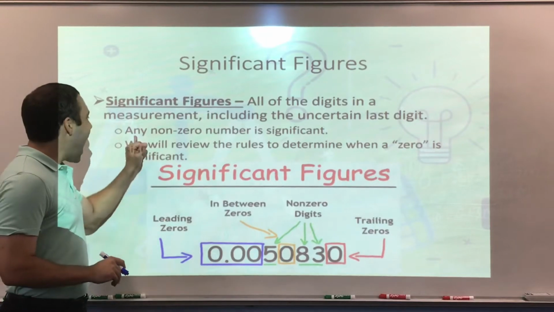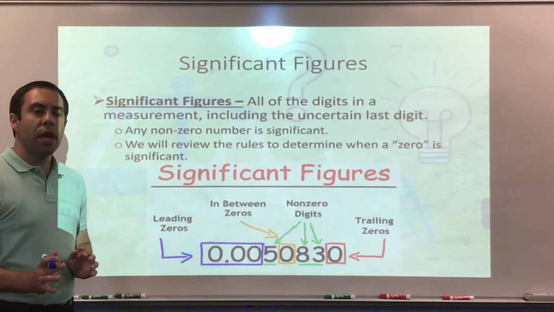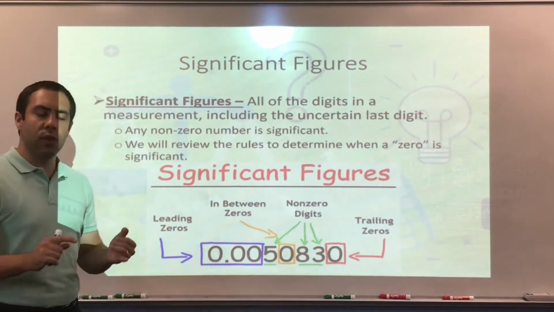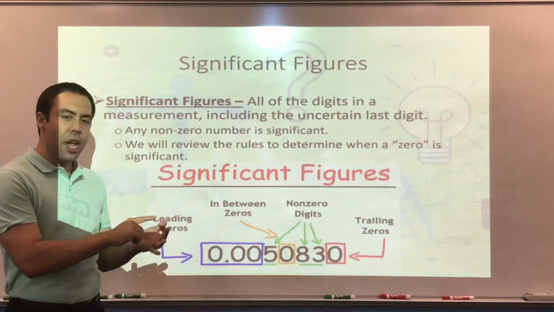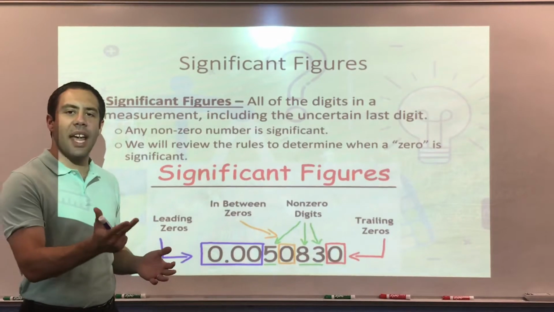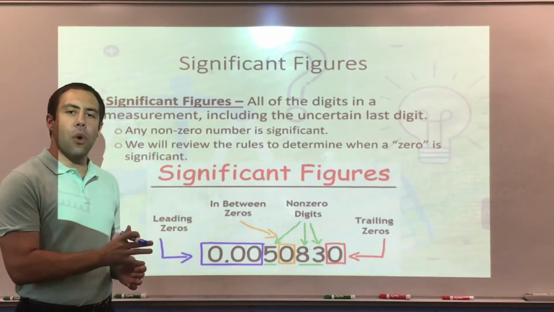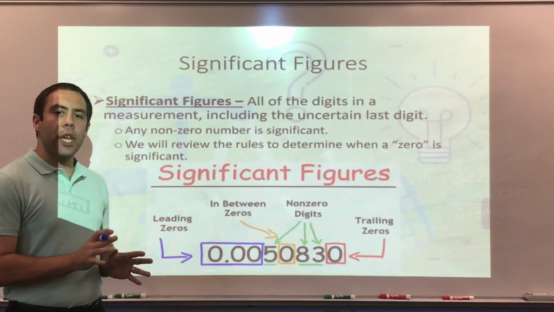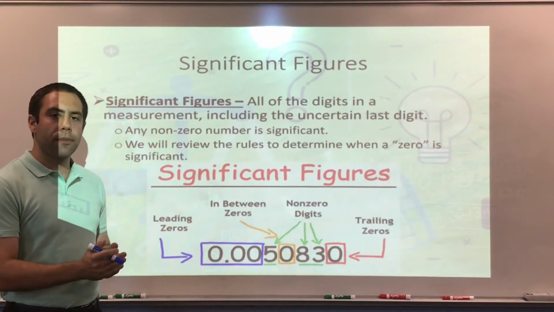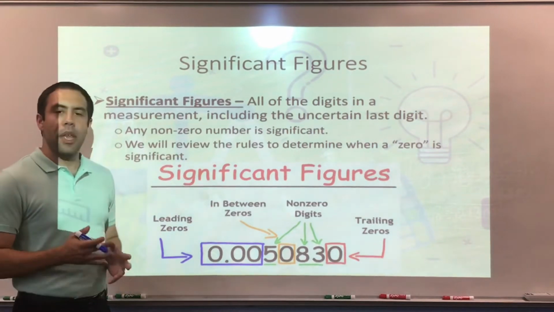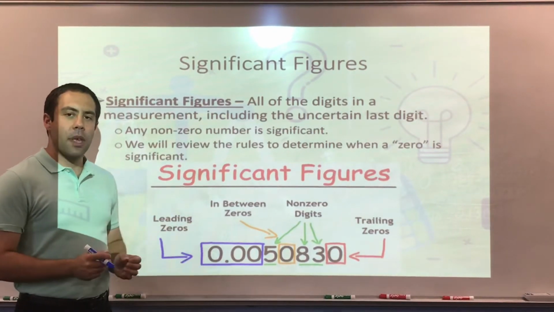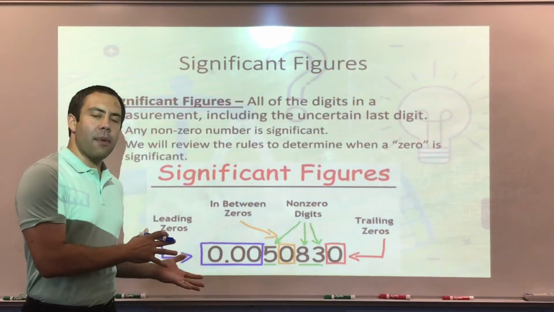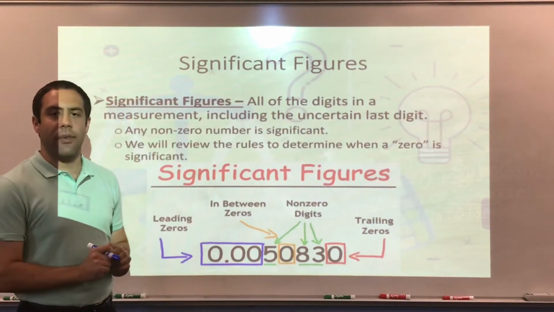Now, any non-zero number is always going to be significant. So if you have a measurement and you see either a 1, a 2, a 3, a 4, a 5, 6, 7, 8, or 9, those numbers will always be significant. Where we run into a little bit of trouble is when we have a 0 in a measurement. Now, we're going to go over the rules of when a 0 is significant and when a 0 is not significant in a measurement.